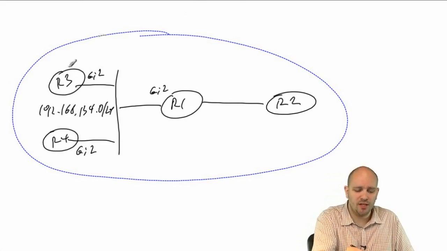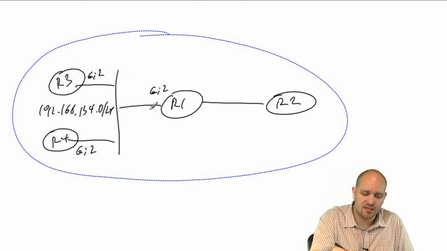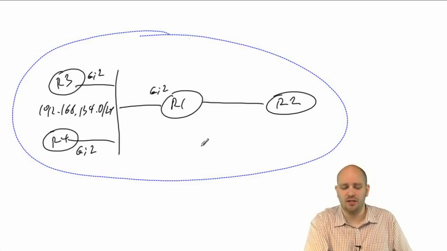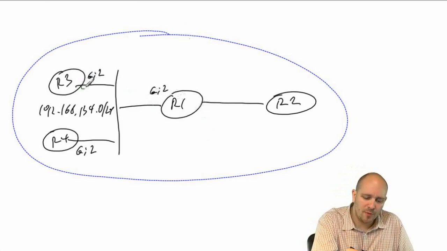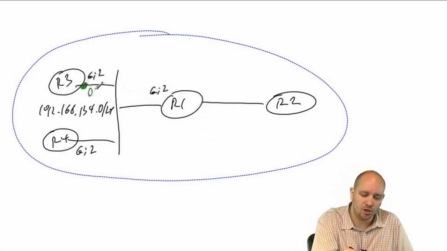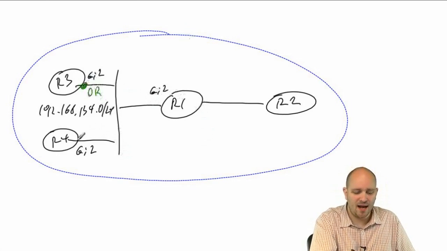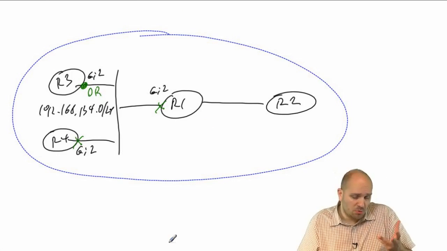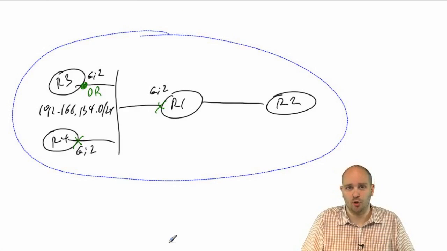So what I'm going to do here is I'm going to enable this relationship here, and I'm going to configure one additional thing. Let's say that I want to make sure that my R3 here is the designated router, and I want to make sure that R4 and R1 are ineligible to become the DR. So this is a configuration that I'm going to set up now.